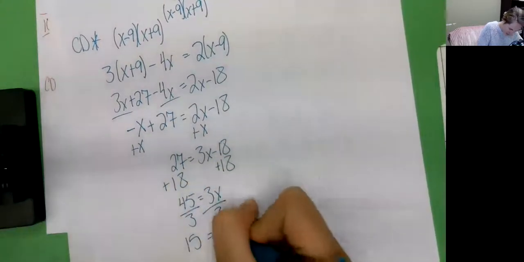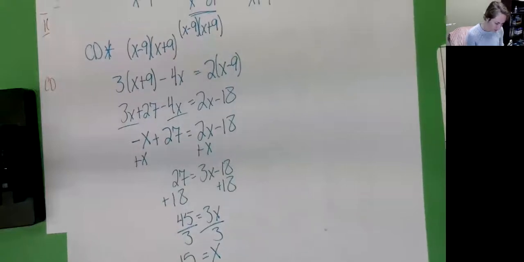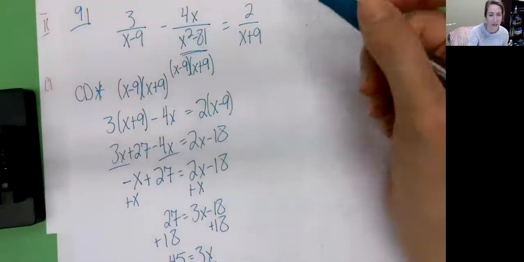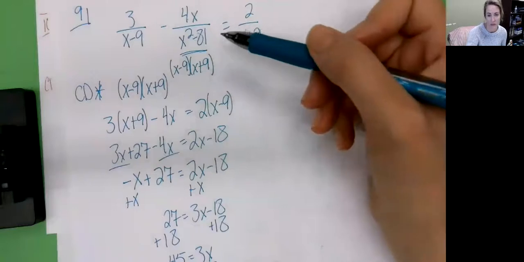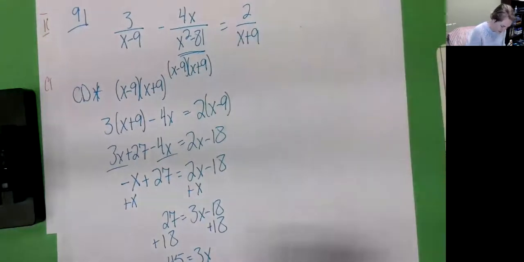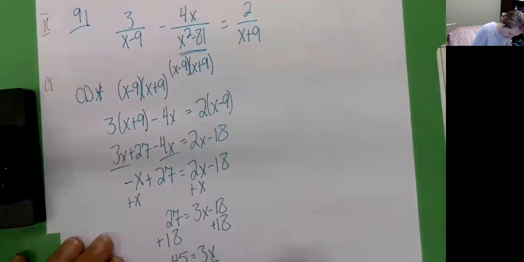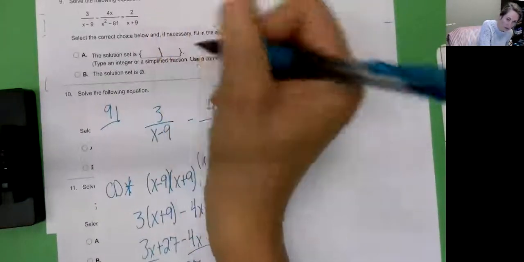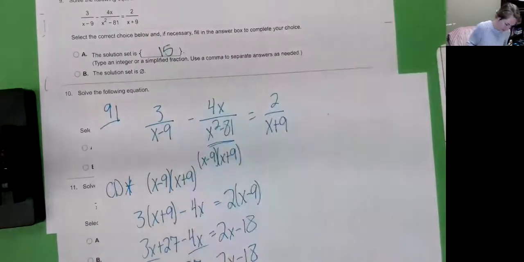15 equals x. 15 subtract 9 isn't going to be 0. 15 squared subtract 81, that'd be 225 subtract 81, it's not 0. And 15 plus 9 is not 0. So our answer to this one is 15. Okay.